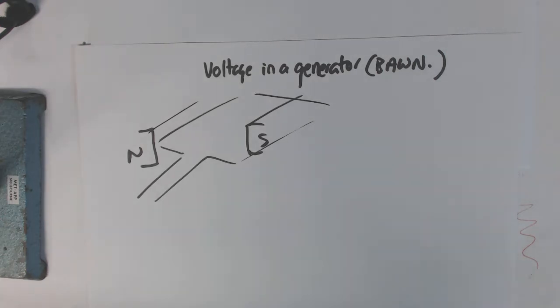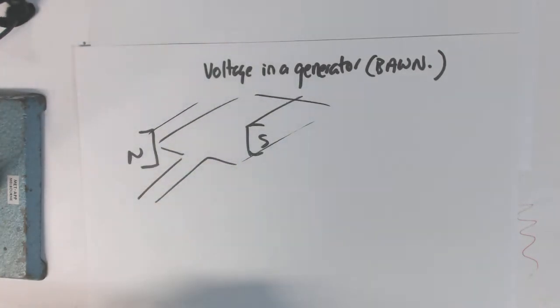Alright, what I want to look at here is the voltage in the generator, or BAωN. We just had Bunny. These are my two Swedish tennis players. If we've got a magnetic field north to south here, we've got the coil. I know the coil looks a little bit bigger than the actual space, but we'll go with that.